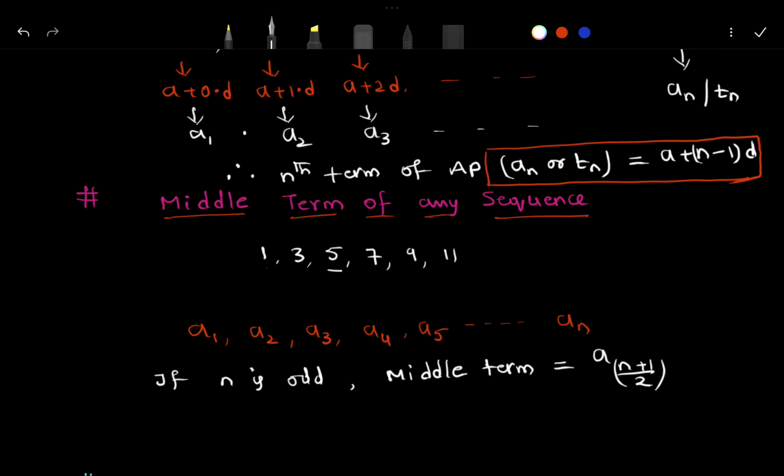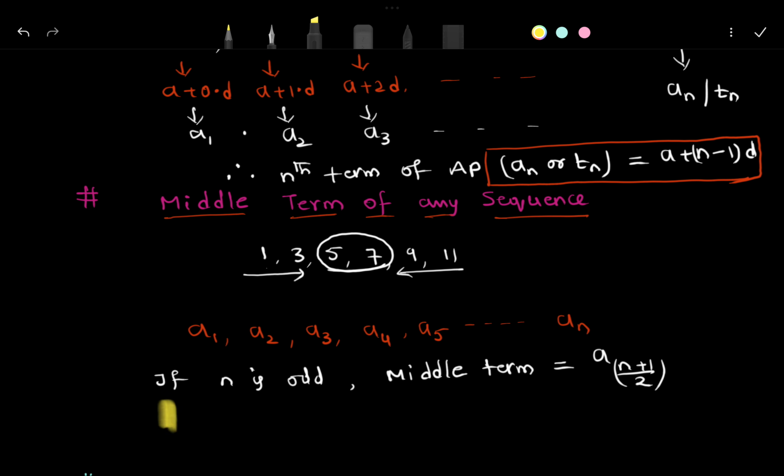In this one, 5 and 7 are the middle terms of the sequence, the third term from the left side and the fourth from the right side. So what are the middle terms? 5 and 7 are the middle terms. 5 is the third term and 7 is the fourth term. So how can we say the formula?